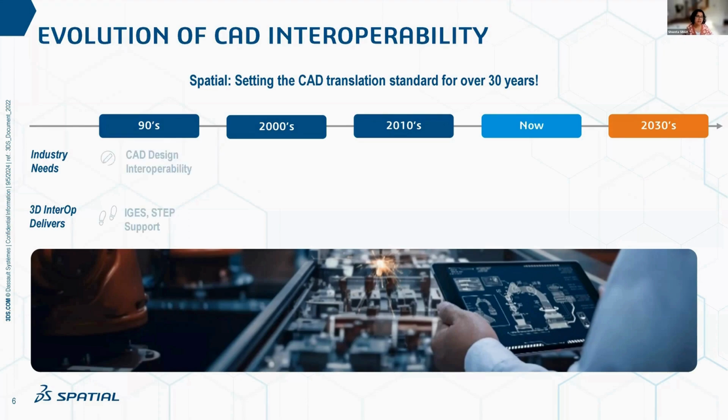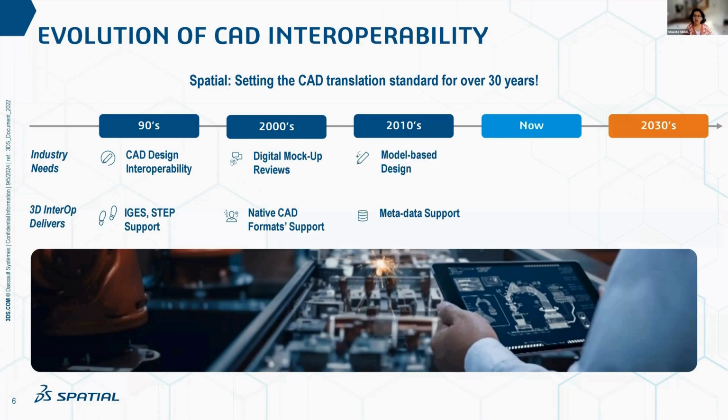So for example, in the 90s, the industry really needed a way to exchange CAD design, and we were the first to offer CAD interoperability tools with 3D Interop. In the 2000s, DMU was really taking off, so we started offering native CAD support. In the 2010s, we started offering PMI support as model-based design became popular.